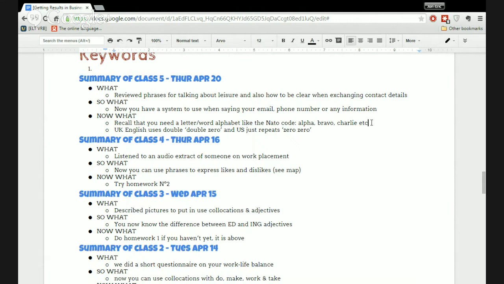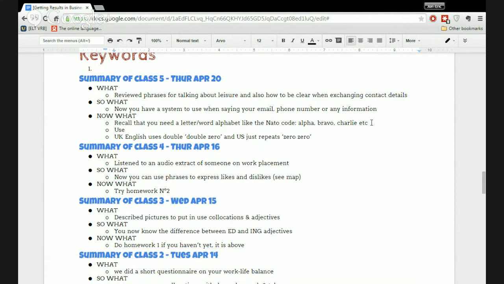And I should make a note there. You need to use the phrase "A as in." If you don't say "as in," it might be less clear. So that's the key phrase from yesterday.